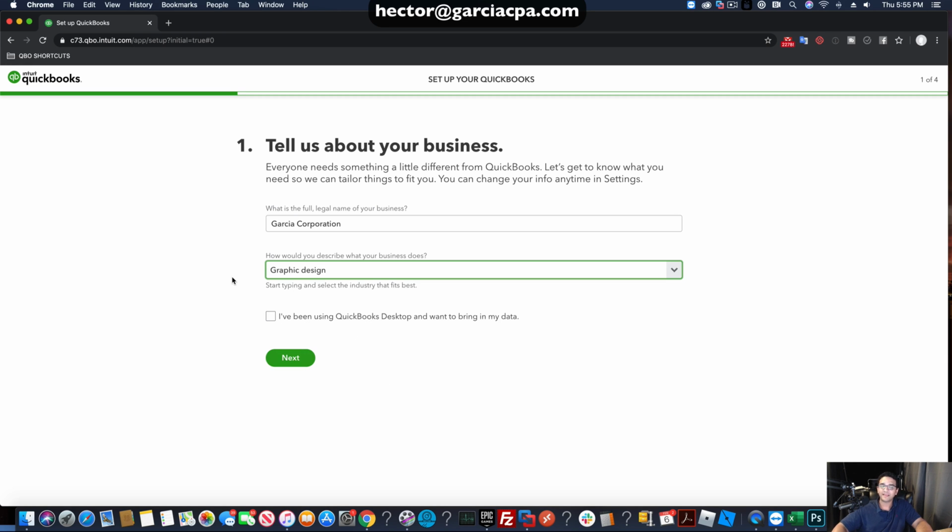And once I pick that, and when I move forward, this is actually going to create a standard chart of accounts for me that comes from QuickBooks. Now, if you are going to import my chart of accounts, the one that I'm going to show you in this exact video, how I import my chart of accounts, the one I like to use, then we're going to pick a different option. But if you're going to just go with the QuickBooks chart of accounts, you can do that and just pick your industry at this point.